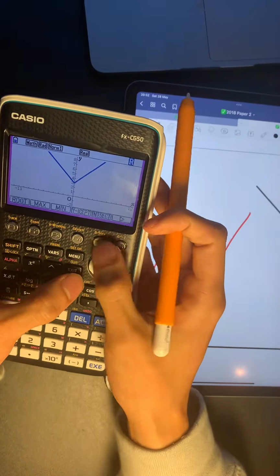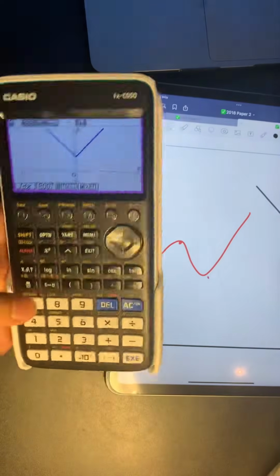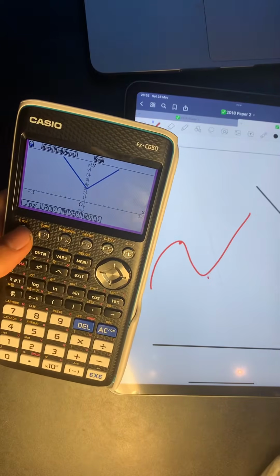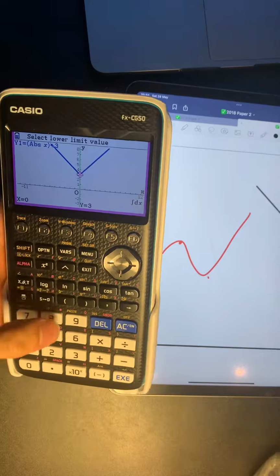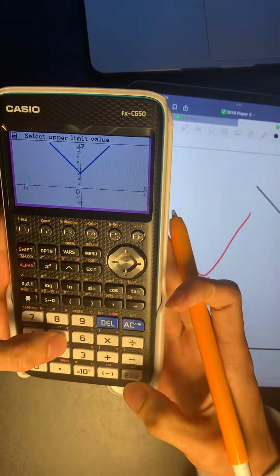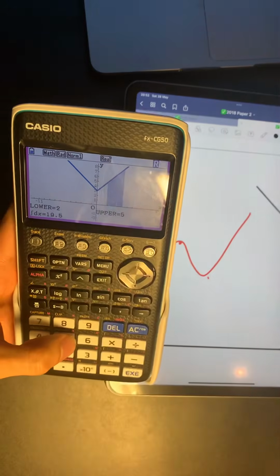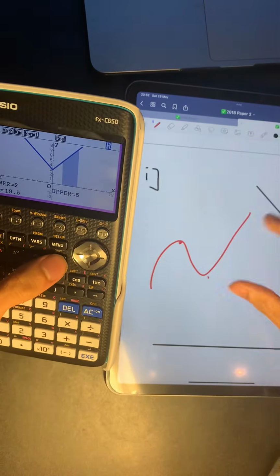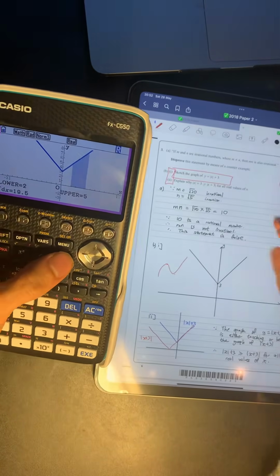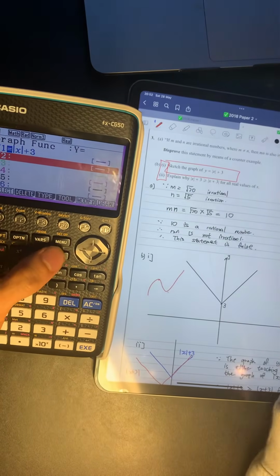And the last but not least is the area under the graph, which is really useful. So you press the integral between 2 and 5, gives you the area, gives you a visualization, and the area on the graph is there, which is cool. Now let's go back to the question here.